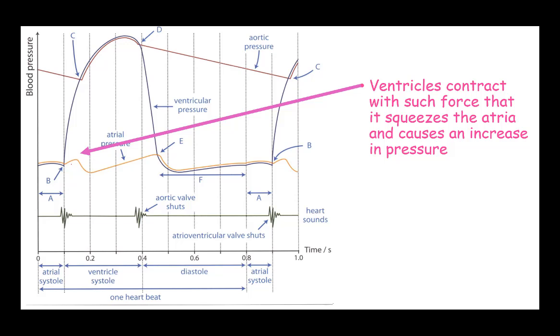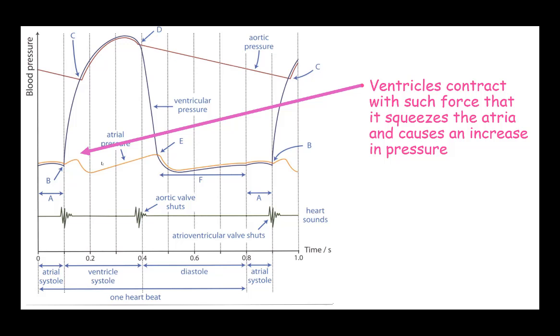So because the ventricles are contracting with such force, it creates a little bit of back pressure into the atria and almost gives them a little squeeze and causes the pressure in the atria to increase. But it doesn't cause the valves to open or anything, and that's basically because the ventricles are contracting with so much more force that this little bump here is just caused by a little bit of back pressure from the ventricles contracting. Then we've got the little drop in pressure there, and that's basically just caused by the atria relaxing. So at this point, they're totally relaxed.